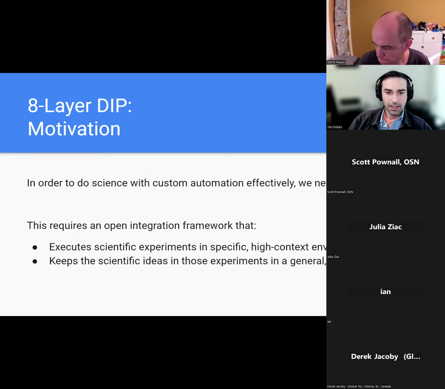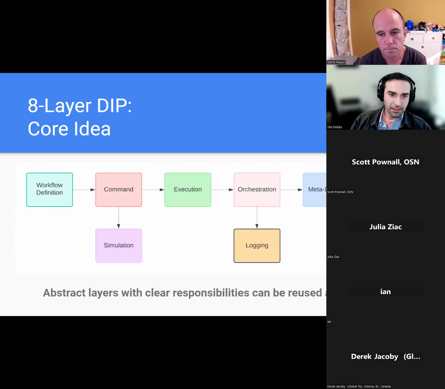In order to do that, you need a way to execute scientific experiments in a really specific, high-context environment. Literally, what coordinate do I need to move my liquid handler to in order to get well C6 on plate 3? This is highly specific. You need to know the material and the container type, stuff that humans just don't worry about because it's implied. At the same time, you need to keep the scientific ideas in those experiments in a general, shareable form so that you can actually create insight. So that was the idea, and that led me to this.